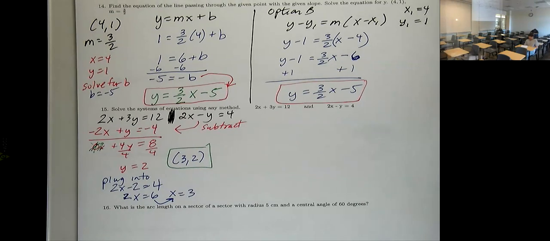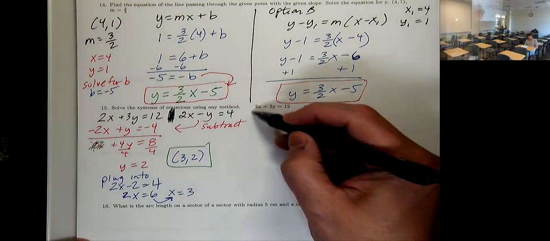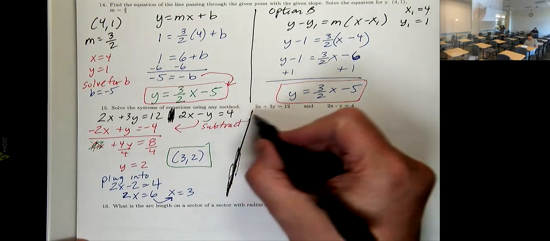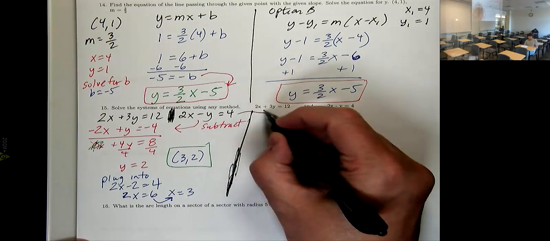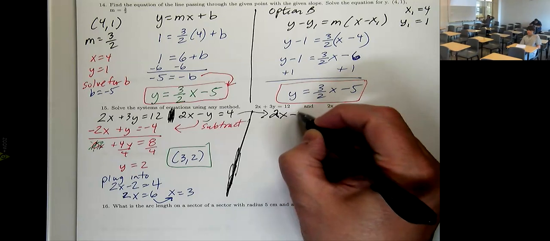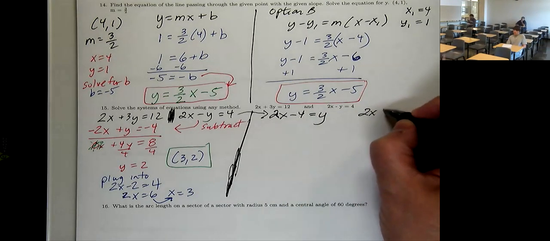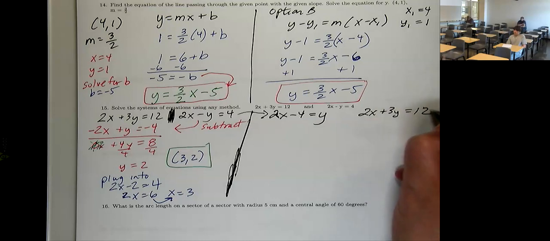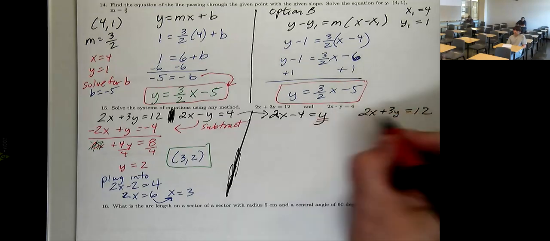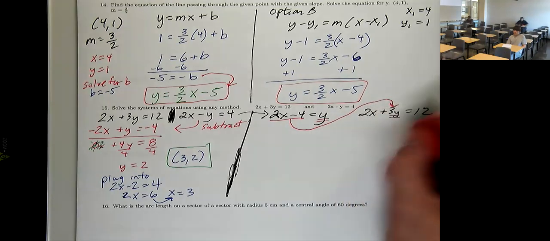If you did the substitution method, I could solve this equation for y, and it becomes 2x minus 4 equals y. And then I have 2x plus 3y equals 12. And this y and this y are the same, so I can take this and plug it in right there.